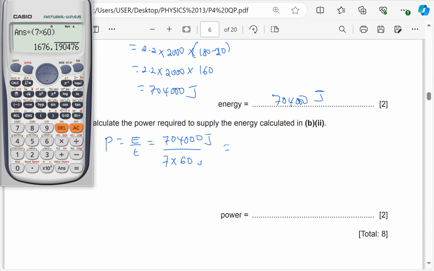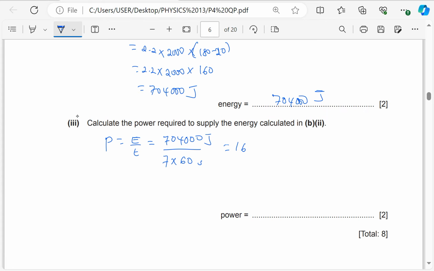So this is 1676.2 watts. Or I can round off to approximately 1700. So I'll write 1700 watts. Answers look so beautiful when you write them like that.